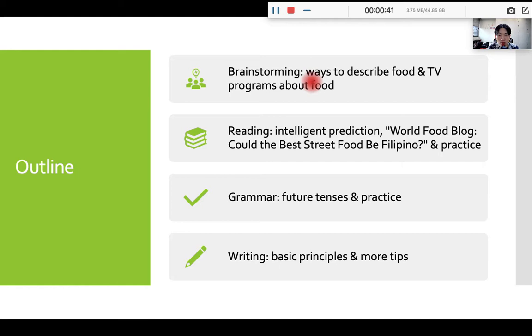Then we will move on to our new article, World Food Blog, Could the Best Street Food Be Filipino? We are going to learn a lot more about Filipino food. At the same time, I will introduce a new reading strategy called Intelligent Prediction. Then we will do some practice.